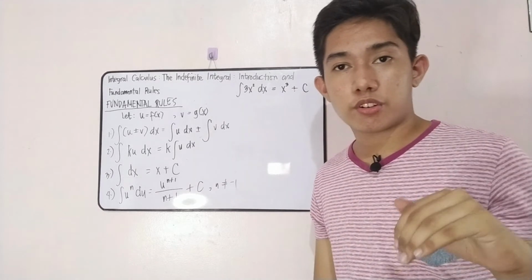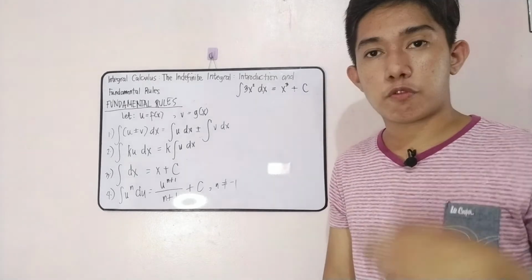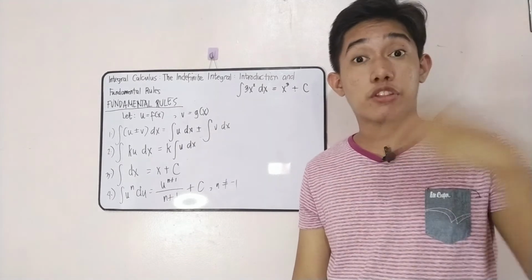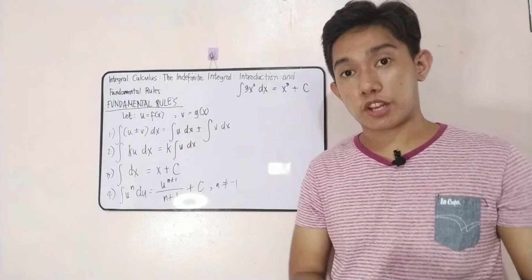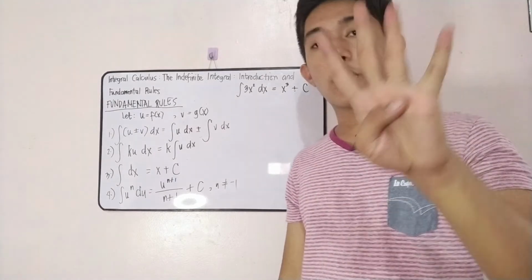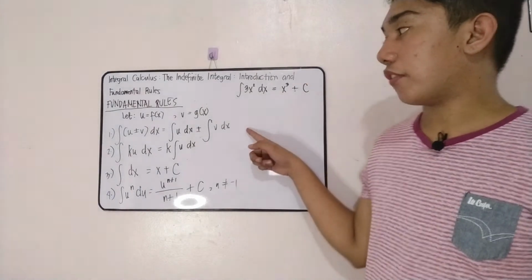Pero kung we focus on rational, we focus on transcendental functions, then it will be another way or another topic na po na siya. Okay? So, for the fundamental rules, I will just introduce 4. This is what we call the sum and difference rule.